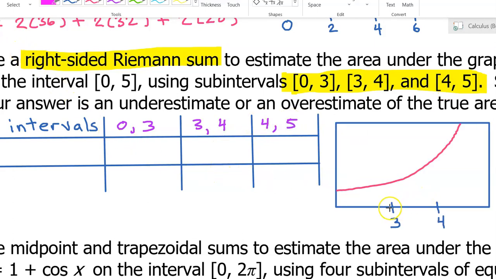Let's use our interval from 3 to 4 as an example. This is a right-sided Riemann sum. So as we draw our rectangle, focus on the right-hand side of the rectangle. That's where the rectangle will touch the function. Next, we need to calculate the area of this rectangle. So we're going to need the base, and we will need the height.